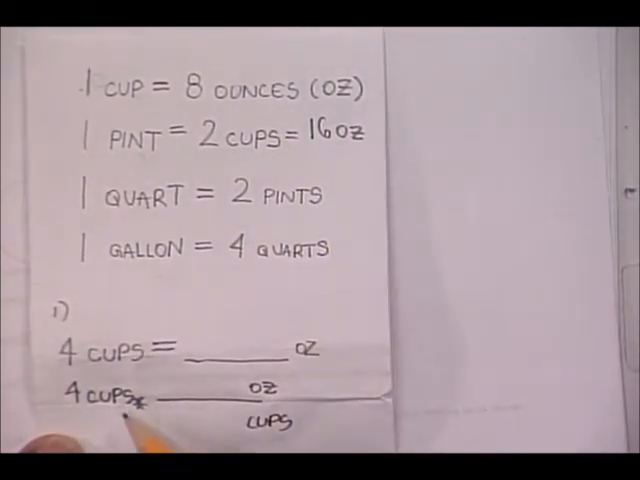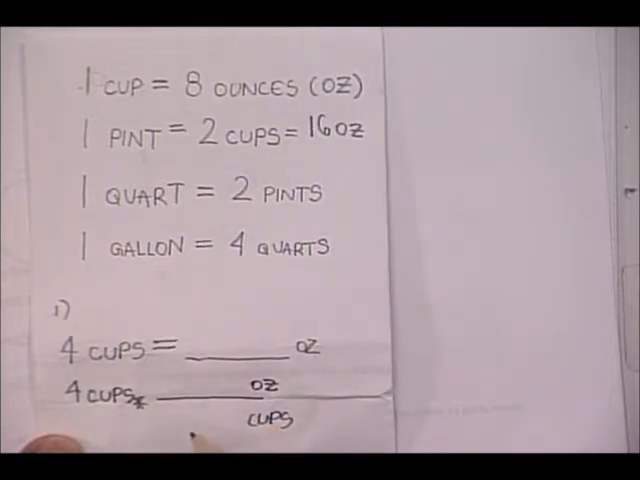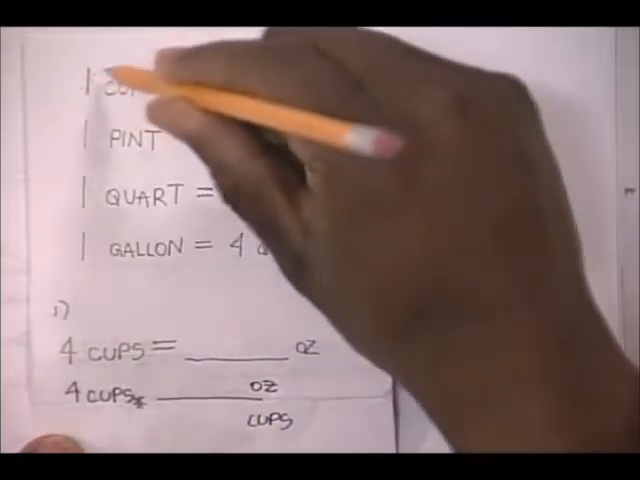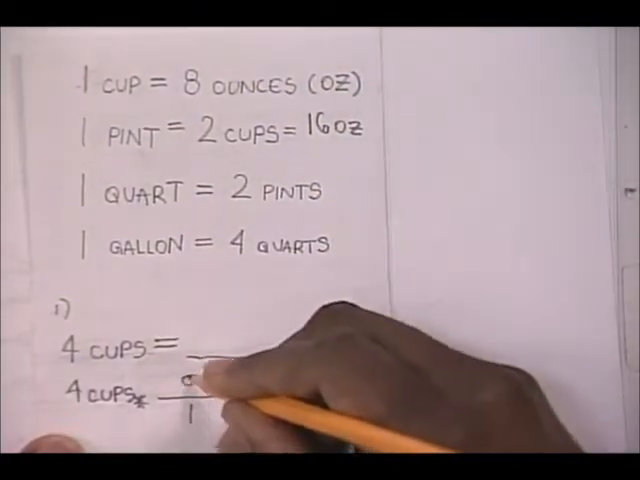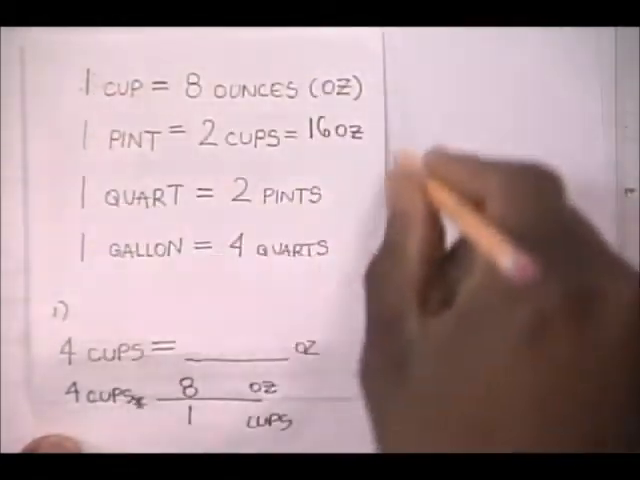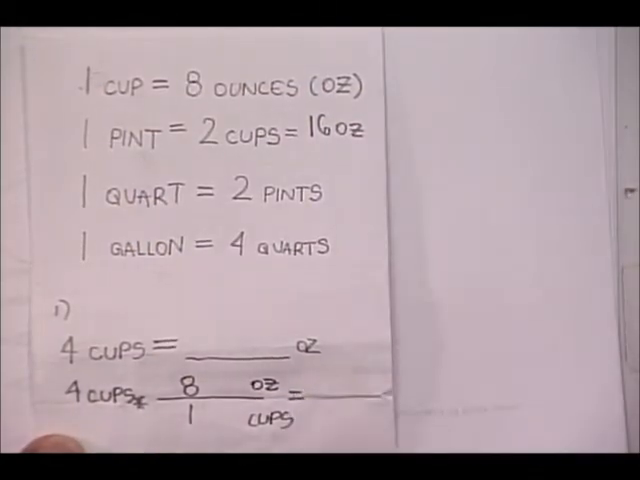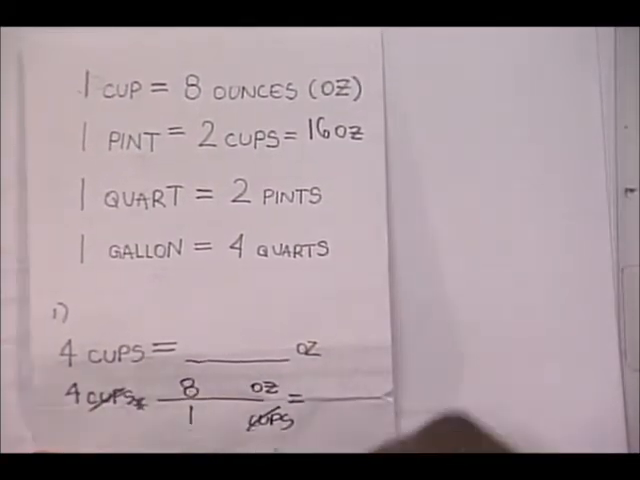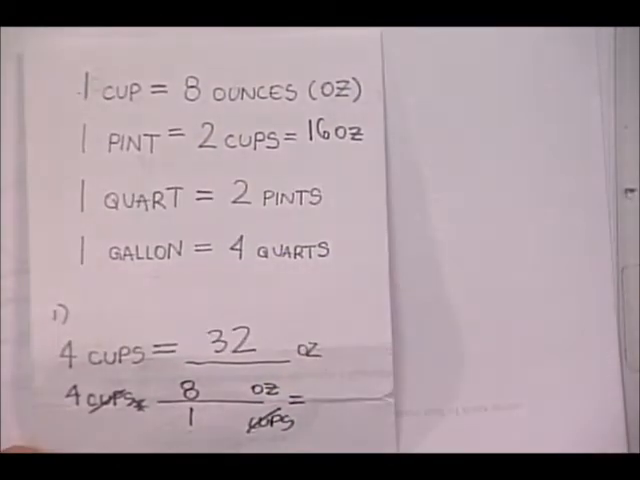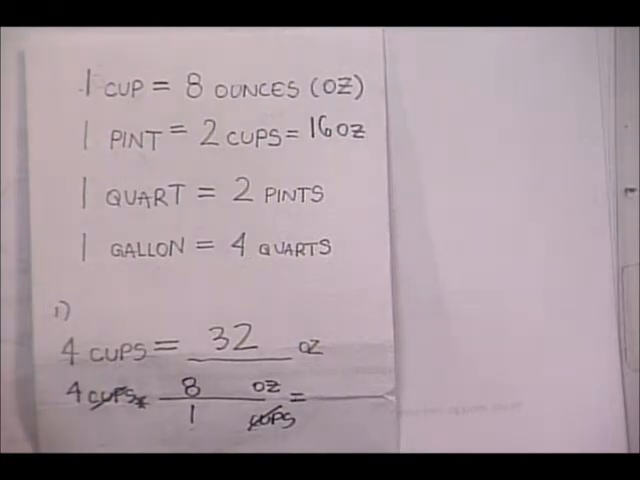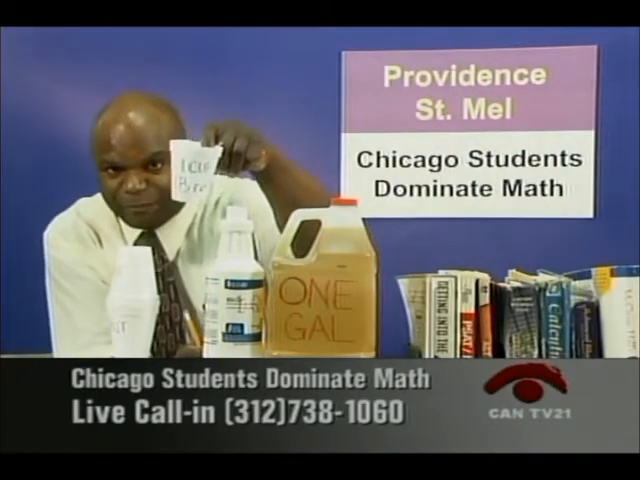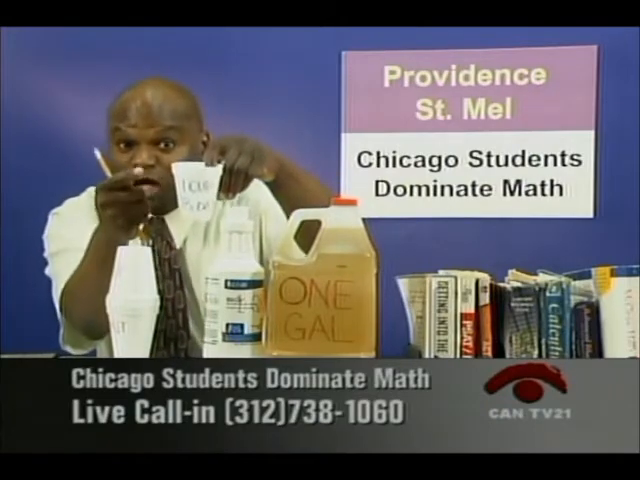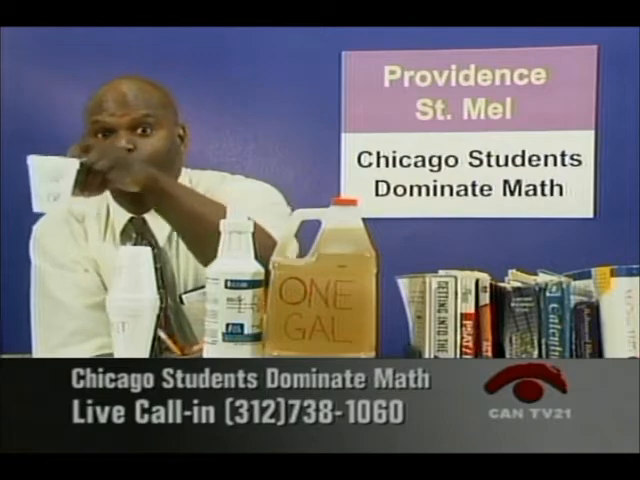I want ounces. I got cups here, I'm going to put cups down here so that there's cancellation. I go up here to my conversion factor. 1 cup is equal to 8 ounces because of what we said earlier in the show. Now the cups are going to cancel, and you're going to end up with 4 times 8 divided by 1, and that's your final answer, 32 ounces. 4 cups is equal to 32 ounces. I got this cup here, which is 8 ounces. But if I have 1, 2, 3, 4 cups, that's 8 ounces, 16 ounces, 24 ounces, 32 ounces. That's what we just figured out.